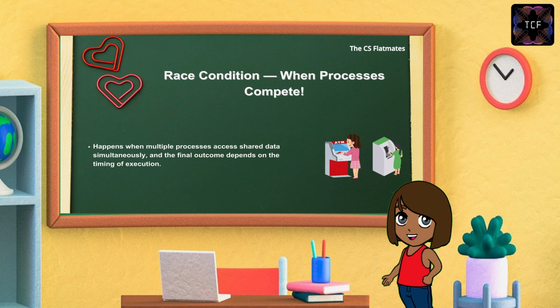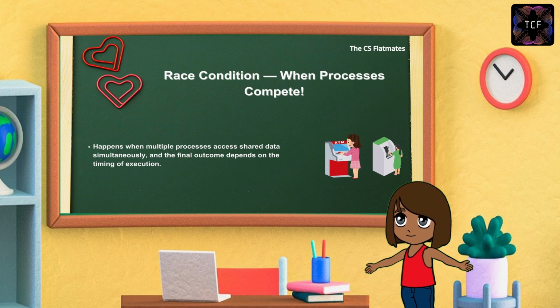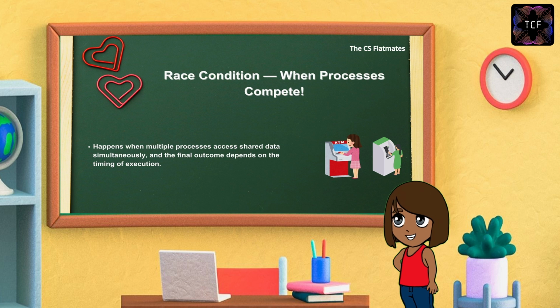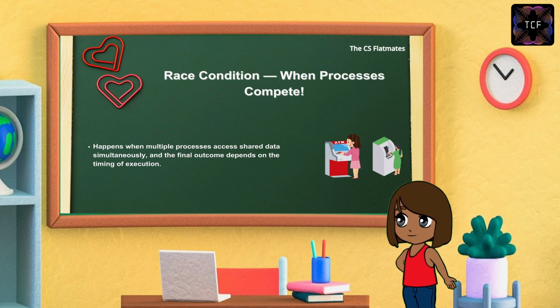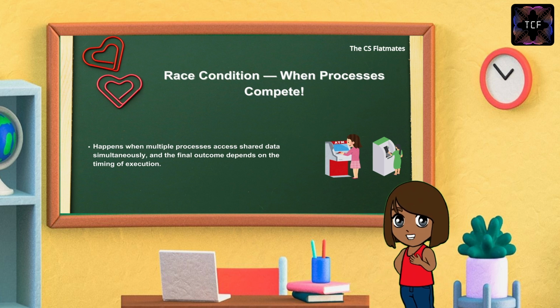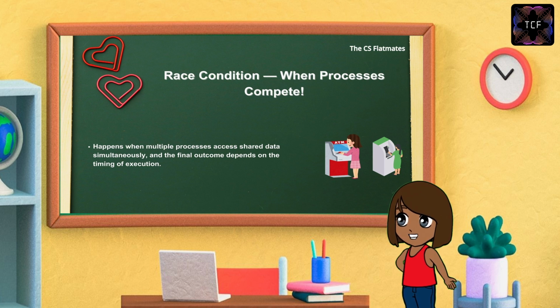Imagine two people trying to withdraw money from the same bank account at the same time using two different ATMs. If both transactions read the same balance before either updates it, the account might get debited twice without reflecting the correct balance. That's a race condition. In technical terms, a race condition occurs when two or more processes or threads access shared data concurrently, and the outcome depends on the timing of their execution. Without proper control, this leads to unpredictable results.